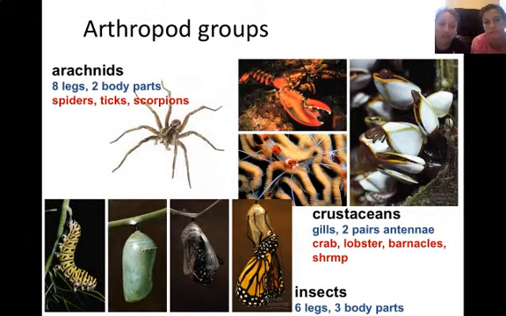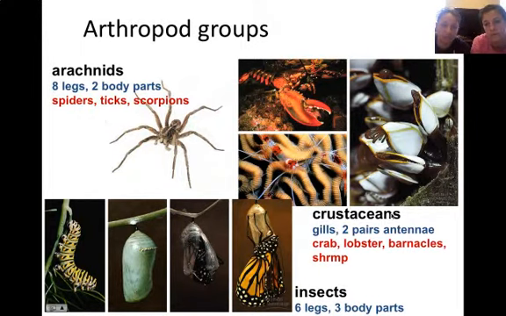Okay, so in the phylum Arthropoda, there are a couple of different differentiated groups. The first one would be arachnids. That's going to be your spiders. The way you tell them apart is these are the ones with 8 legs and 2 body parts. Examples are spiders, ticks, and scorpions. Now notice, here are the 8 legs they're talking about. When they say 2 body parts, they're talking about 1, 2.